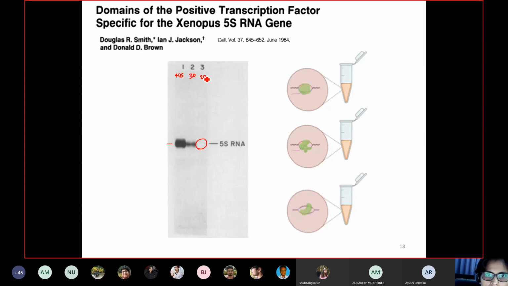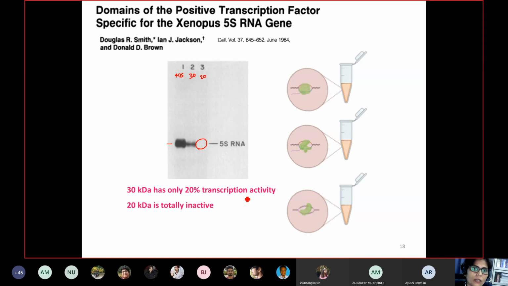So there is no transcription occurring. So basically the transcription or the binding comes from these two fragments, basically the 30 kilodalton fragment. From this experiment, what they concluded is that the 30 kilodalton fragment has only 20% of transcription activity. Now the 20 kilodalton fragment is totally inactive in this in vitro transcription, and therefore the 10 kilodalton, which is missing from this 30 kilodalton, is required for 5S transcription activity. Right. So this is what their conclusion was from these assays.